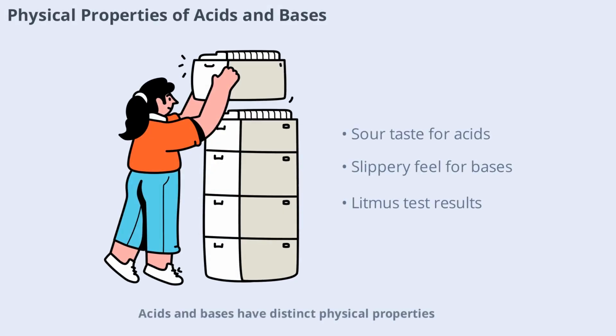Acids and bases have distinct physical properties. Acids usually taste sour and turn blue litmus paper red, while bases feel slippery and turn red litmus paper blue. Understanding these properties helps you identify substances in the laboratory and answer related exam questions. Practice observing and recording these properties during experiments to strengthen your understanding.